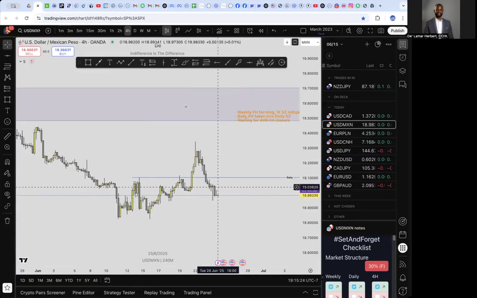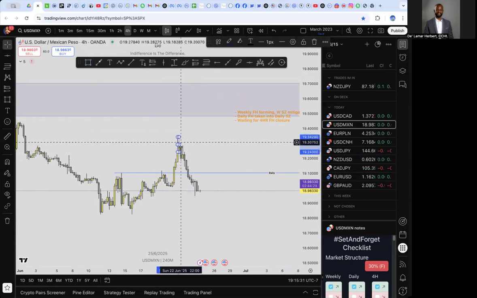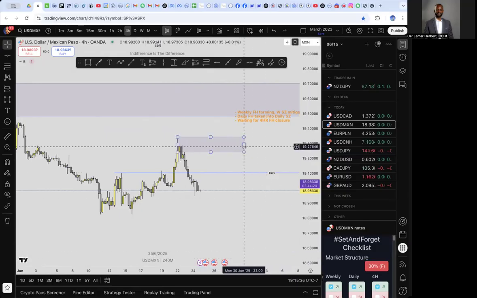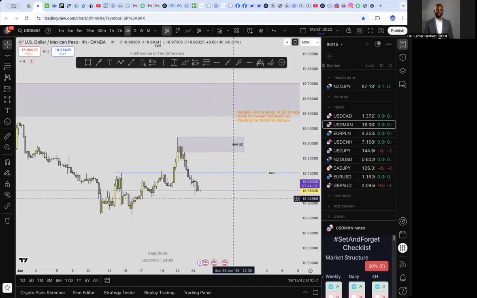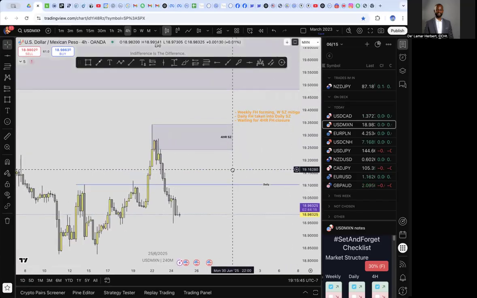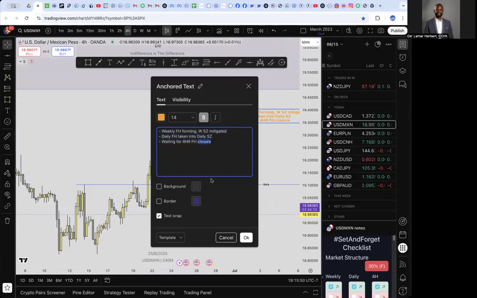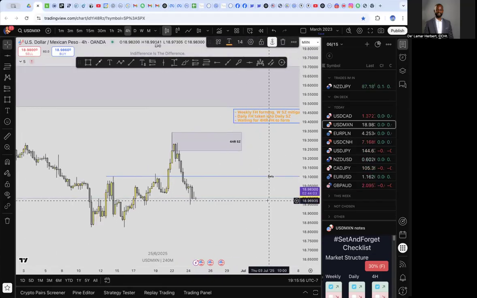And as you can see, we have a 4 hour supply zone up here. It's our 4 hour supply zone. All right, so we start. No, that's not a first high. So we're just waiting for a 4 hour first high to form. I already had this marked up pretty much, just need to be clear.